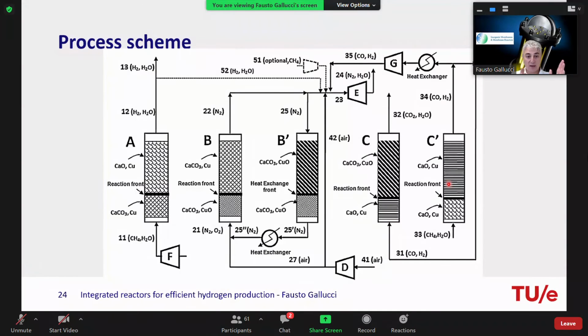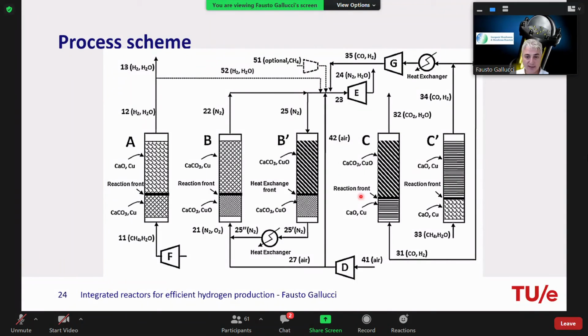So you have a system of reactors. One reactor is working for hydrogen production. One reactor is working for copper oxidation. One reactor is working for calcination of the calcium carbonate to calcium oxide, and then you switch the gases between the different reactors.